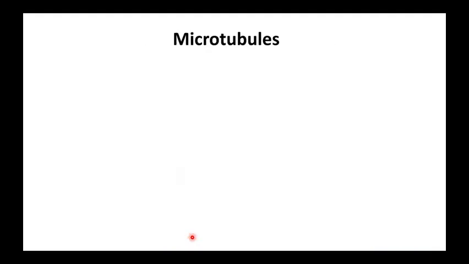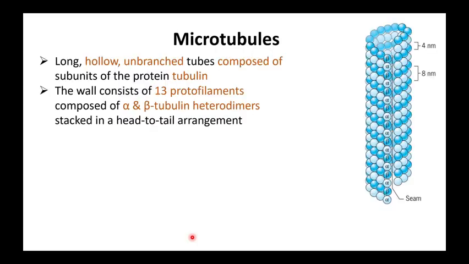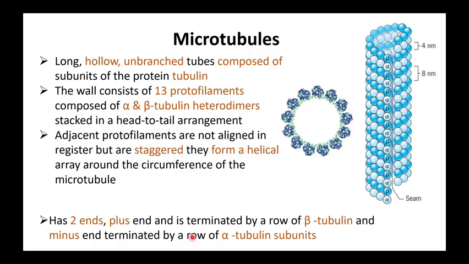Now, microtubule. Let's look at the microtubule. If I ask you to imagine a rope and imagine a tube, what would be the main difference between the two? The tube will be hollow inside, and the rope would be a solid structure. Think about a rope which is also twisted. Okay? The threads of a rope are also twisted. Now, keep this imagination in mind. So, if you look at the microtubules, they are long, hollow, unbranched tubes composed of subunits of protein called tubulin.